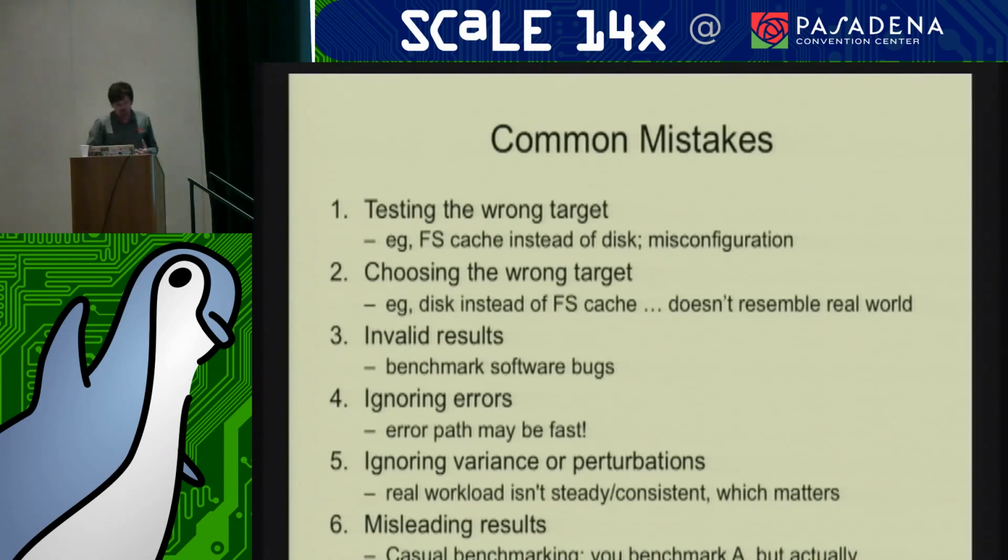Ignoring variance or perturbations is another common error. The real world workload is not steady or consistent. We call it sunny day performance testing versus rainy day performance testing. With sunny day testing, you get maximum throughput when it's a perfect workload. But in the real world, it's more like a rainy day where there's variation and there's perturbations, and you just don't have any insight into that because you never tested it.